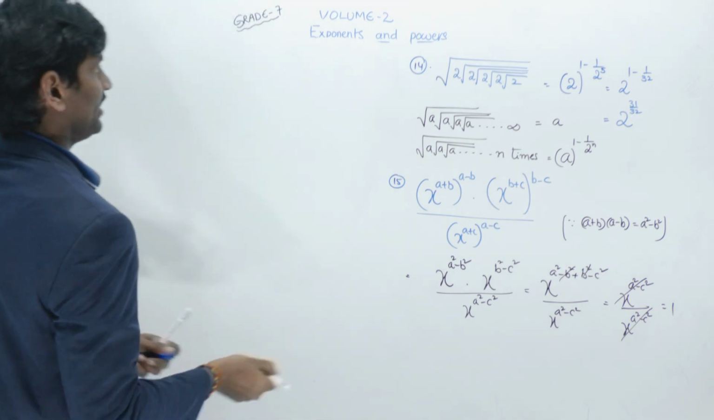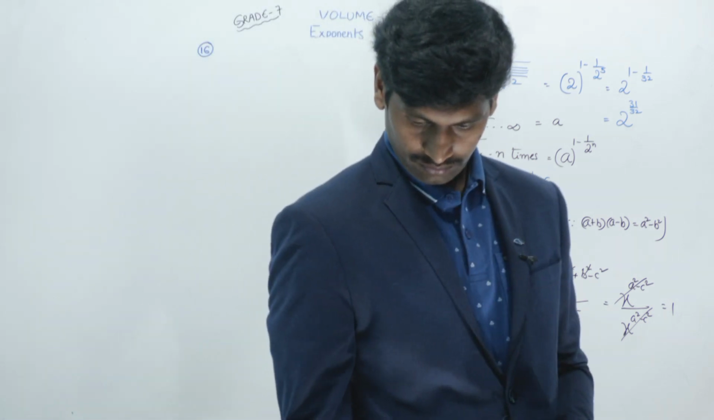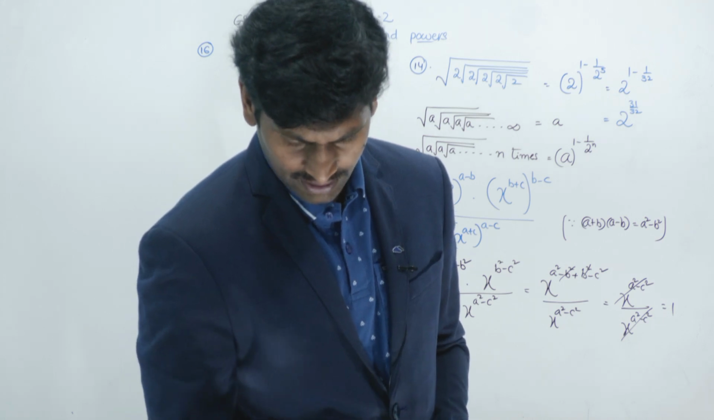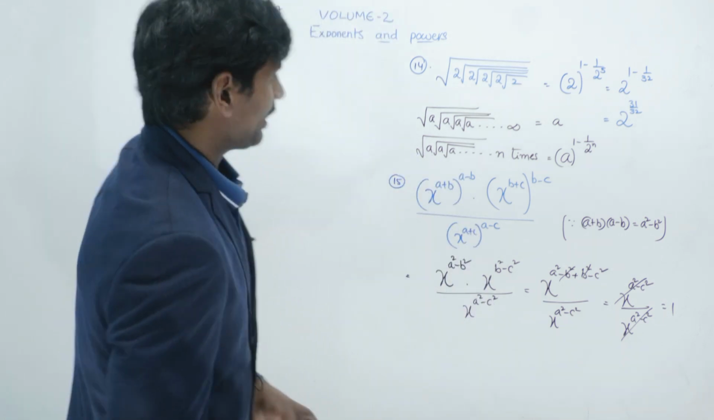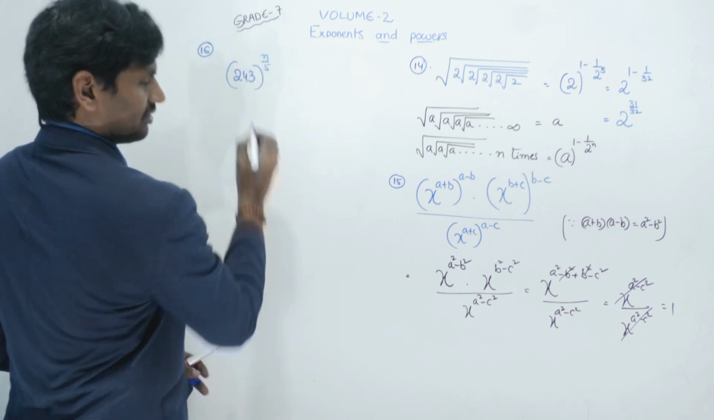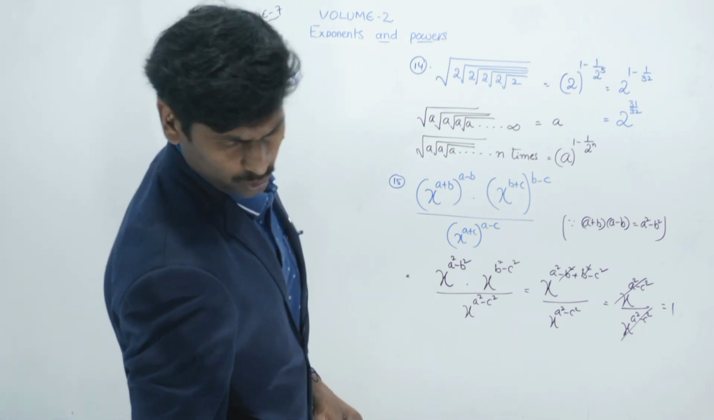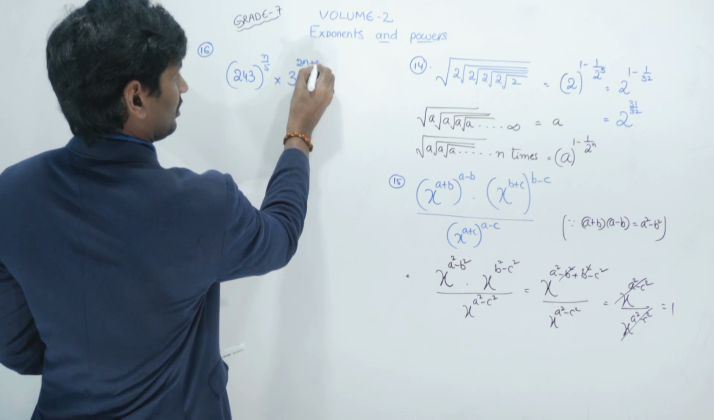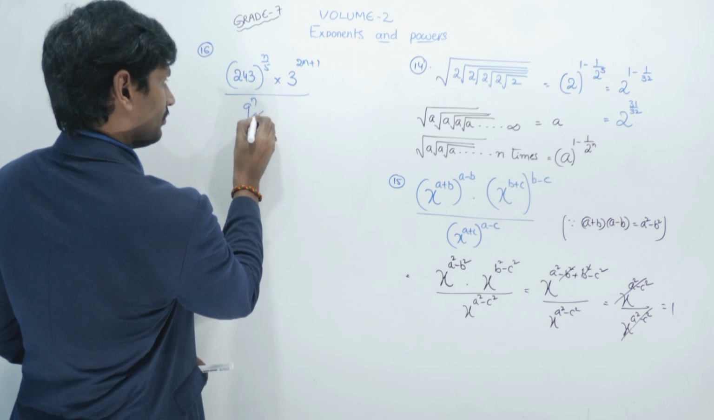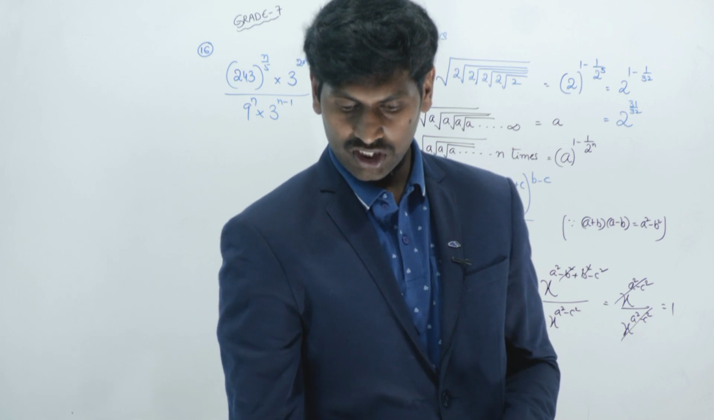Problem number 16. That is 243 whole to the power of n by 5, into 3 power 2n plus 1, divided by 9 power n into 3 power n minus 1. So let us try to solve this one.